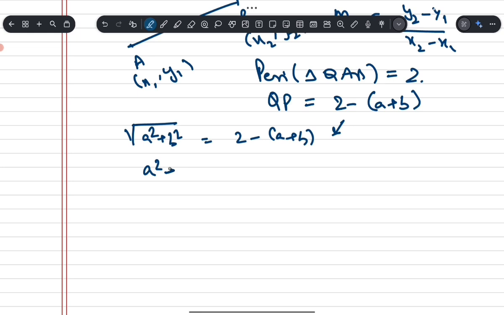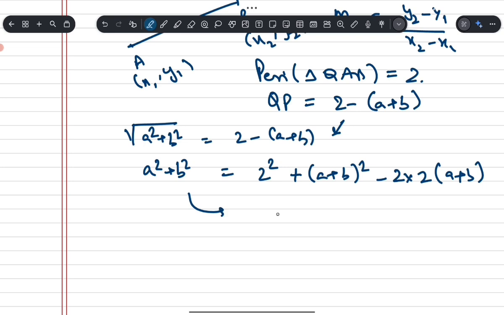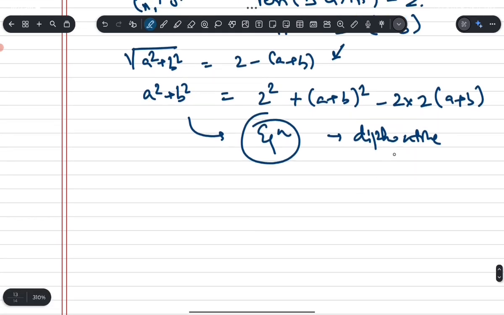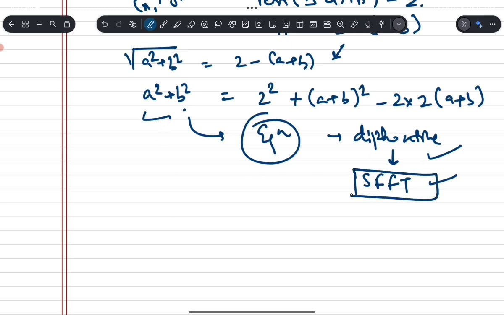Now I'll square both sides. I'll have 2 square plus (a plus b) the whole square minus 2 into 2 into (a plus b). When you solve this, you'll get an equation which looks like a Diophantine equation, and it looks very sweet. It looks like you can factorize it using Simon's favorite factoring trick, but that won't really help. I tried to use Diophantine. It won't help because a and b are not integral. So don't waste your time on that.